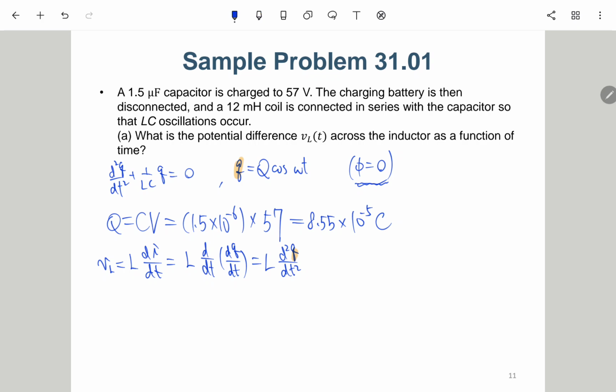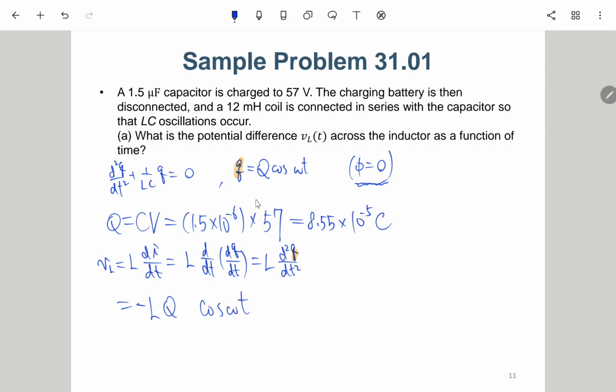Of course you can take it one by one, but actually we can do it quicker. For the derivative, capital Q doesn't change, so we put this Q here, and for cosine, the first derivative becomes negative sine, and the derivative again becomes negative cosine. So we have a negative cosine of omega t.